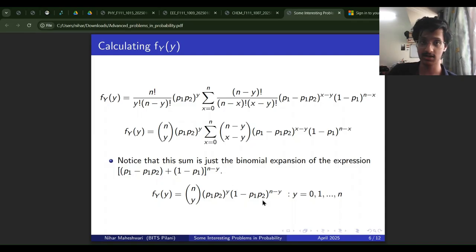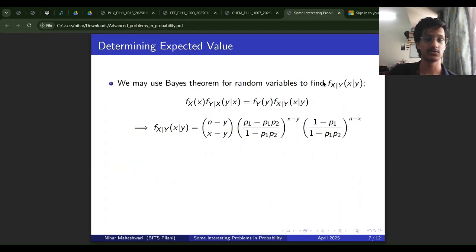Our next step is now to write the conditional PMF of x given y and try to calculate expected value, conditional expected value to be more precise. So we use Bayes' theorem to do that, as we discussed before. And here we go. Ta-da! You will have to do some cleaning up to get here.